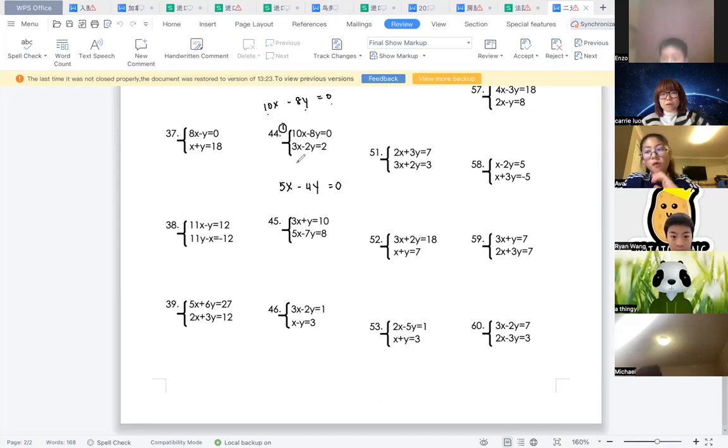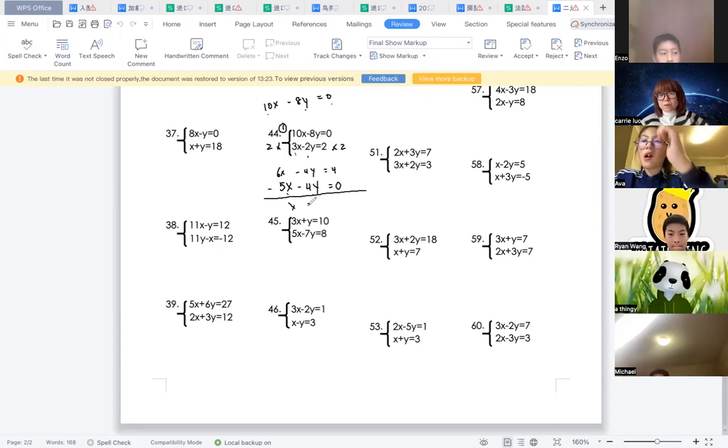Understand, everybody? Okay, so let's take a look at this one. For 3x and 5x, you need to times 3 and times 5. And 2y and 4y is easier, right? So we times 2 on both the left side and right side. So 6x minus 4y equals 4. Get it, everybody? Okay, minus it. So x equals 4.